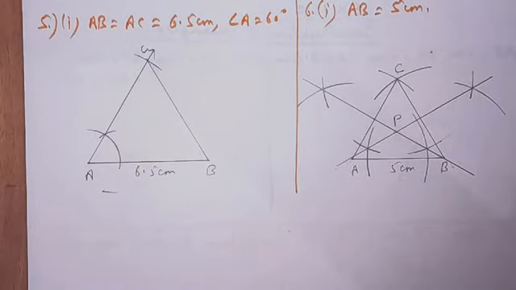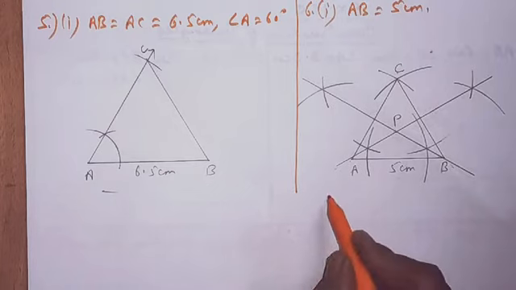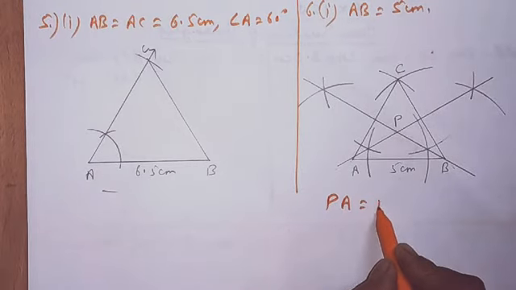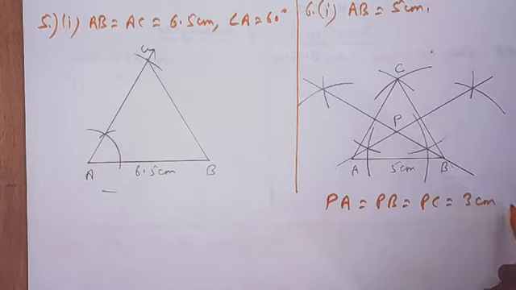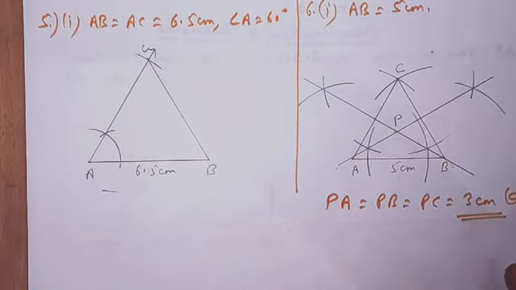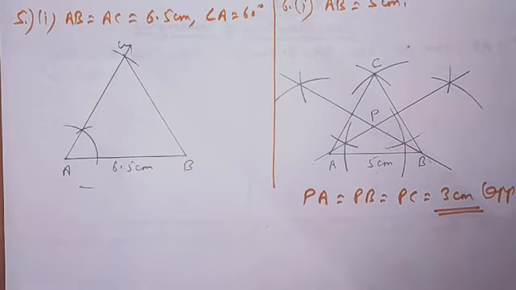So PA, PB and PC all are of 3 centimeter approx. Whatever is the length, it should be same in all the cases.